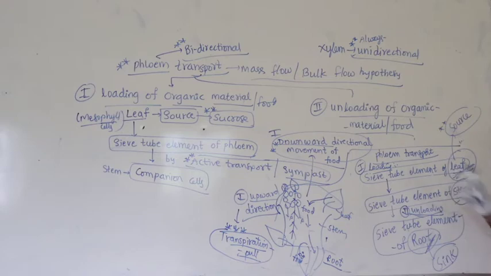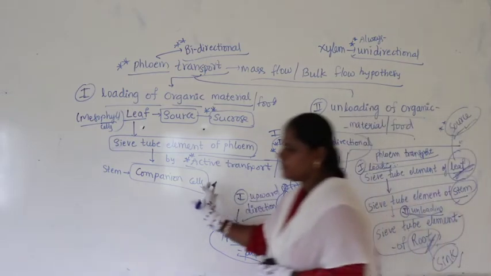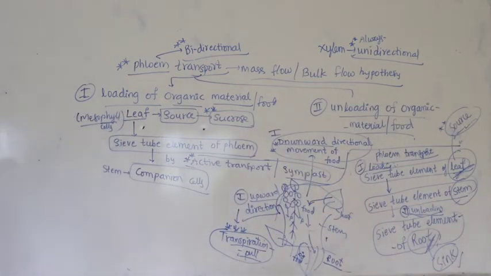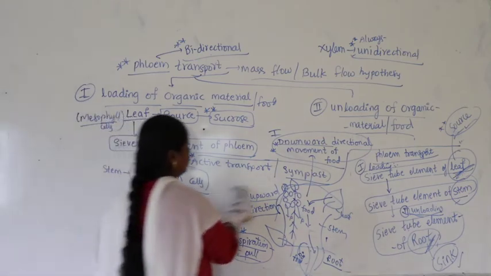How it happens, we will write step by step again, imagining the last class diagram, keeping in mind the last class diagram from leaf to stem and to root. Keeping in view the last class diagram, see carefully, go through the last class video once again. With that we are going to write the steps for the mass flow or bulk flow hypothesis. So in this case the leaf acts as a source and the root acts as a sink. Now let us come back to this part. We are writing step by step how loading happens and how unloading happens.